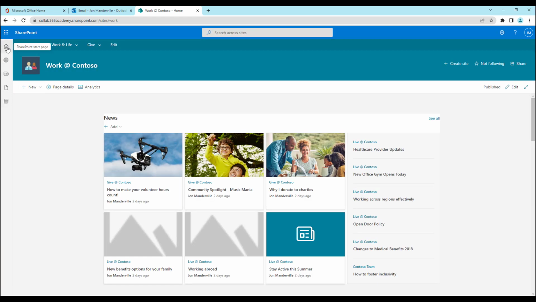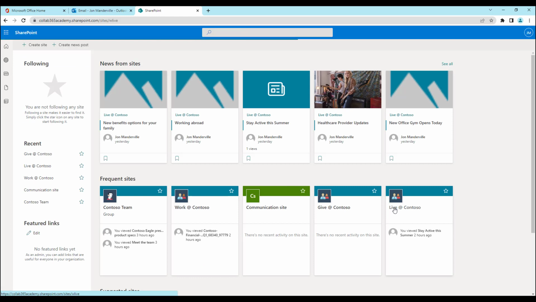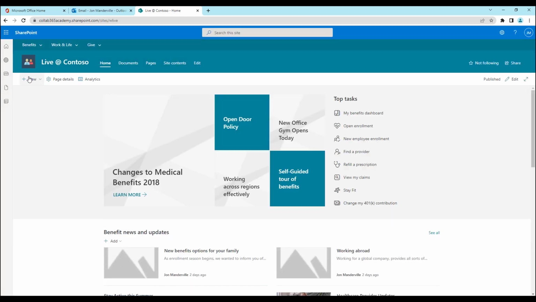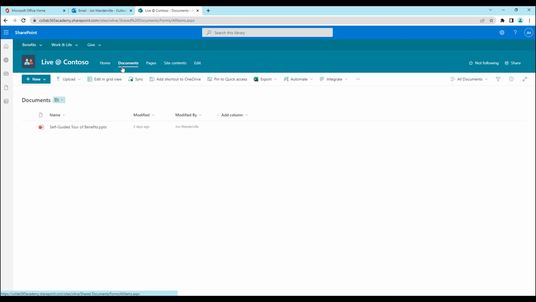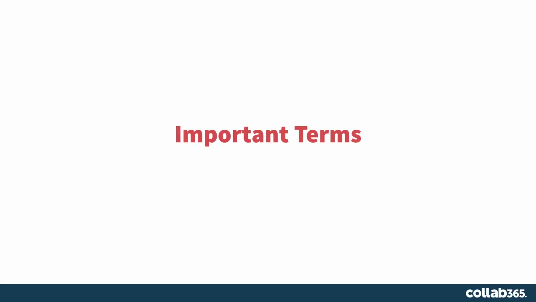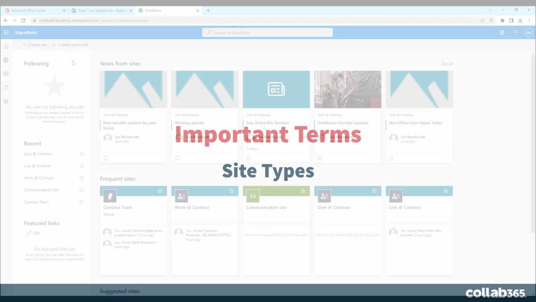For example, there might be a site for your HR group, there might be a site for your training group, there might be a site for your legal group, all of which have different services being supported. There are two very different types of site within the SharePoint environment.